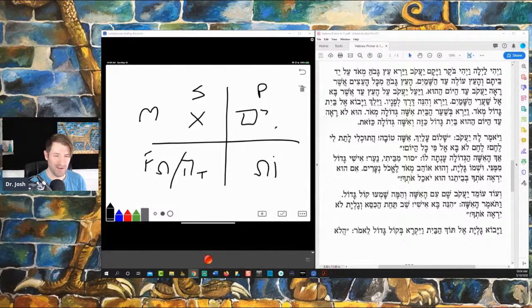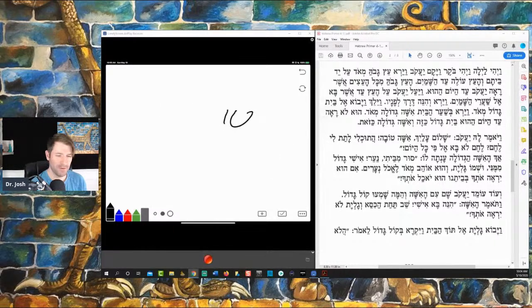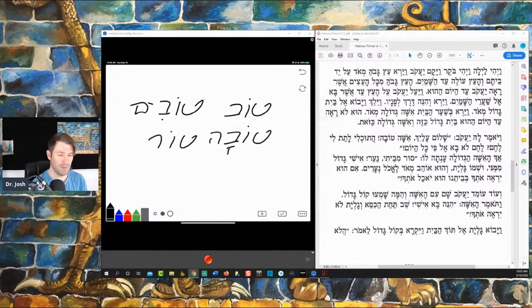So that means that if you have, let's say, the word tov, then the feminine would be tova. So there's your ending. So tov, tova, tovim, and tovot.